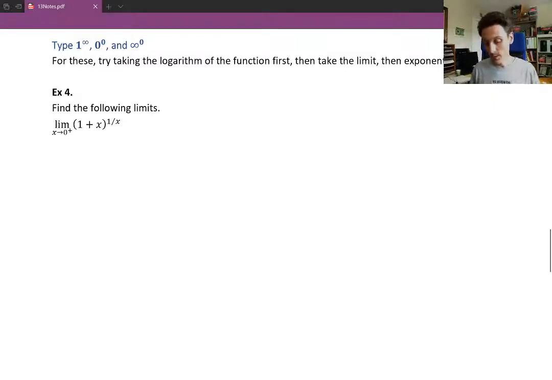Same kind of principle is going to apply here. The problem is the fact that there's a variable in the base and the exponent. So we're going to use the log first to bring that exponent down in front, and then we can start to do what we need to do from there.